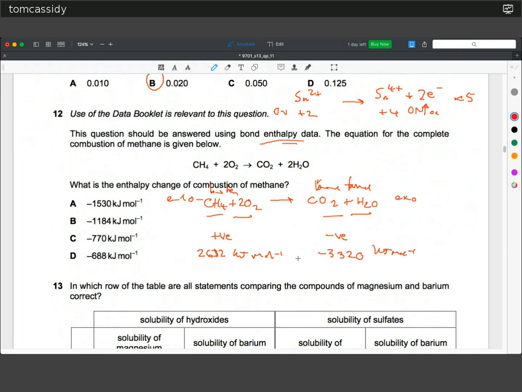You've got more energy out than you put in. So as we'd expect, all these values are negative. And if you find the difference between those two values, the answer is D. So all you're doing is looking at the energy difference between the energy you have to put in to break bonds and the energy that's given out when bonds form.